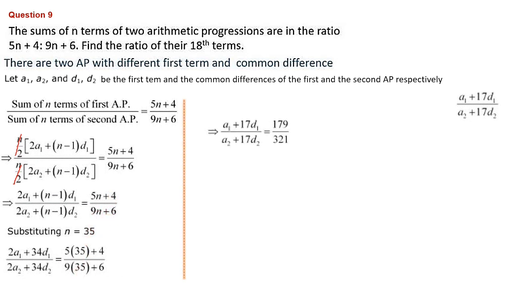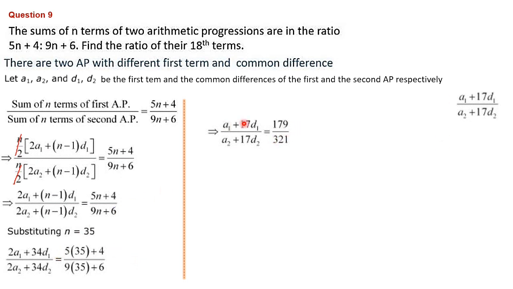Here we can take 2 common and cancel. With 2 going out, we get a1 plus 17 d1, and here also with 2 cancelling, a2 plus 17 d2, is equal to 5 into 35 plus 4, which is 179, over 9 into 35 plus 6, which is 321. Do the calculation and check. This is mental calculation we are doing. If you are unable to do it, just multiply and do it.